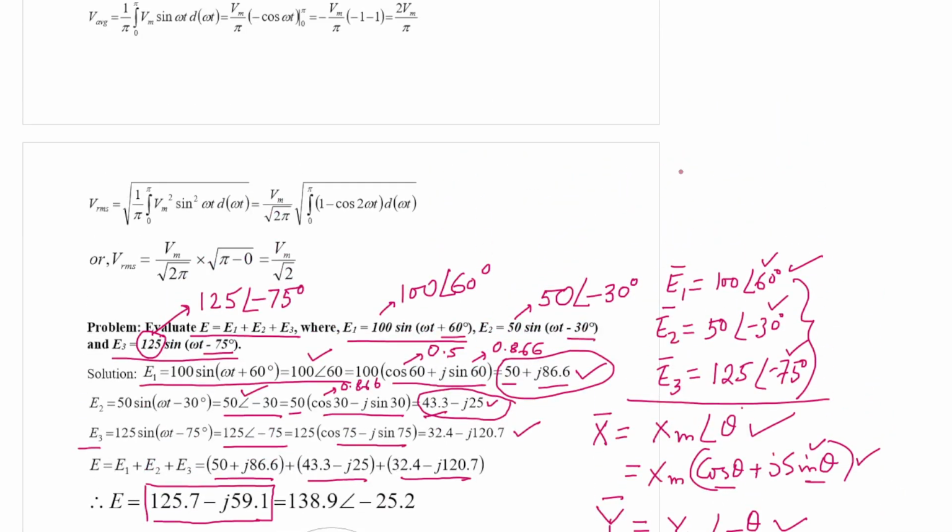Now, if you have a quantity in Cartesian form, let us say something like 2 plus j3, what will be its equivalent polar representation? Its magnitude is very easy: square root of 2 squared plus 3 squared. Now the angle is nothing but tan inverse 3 by 2.